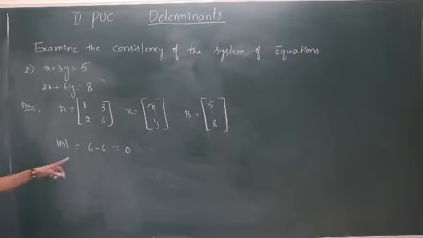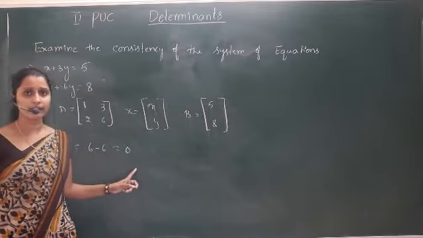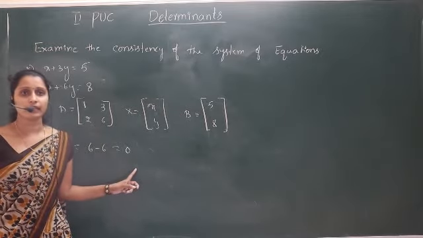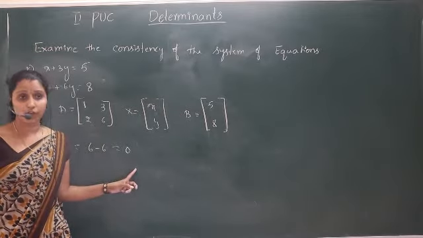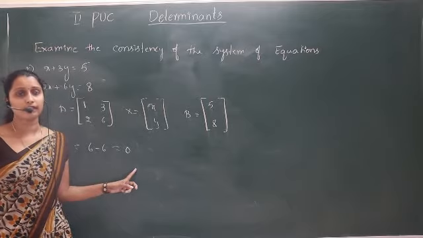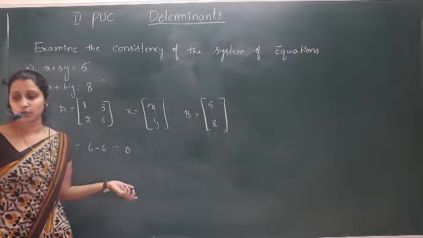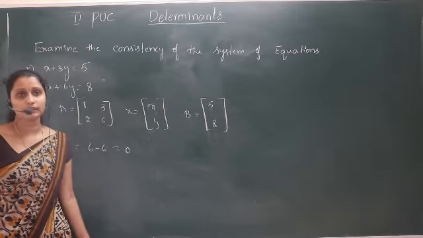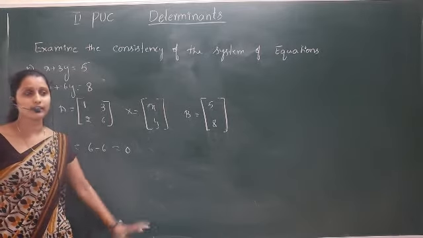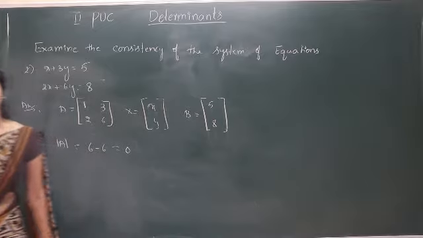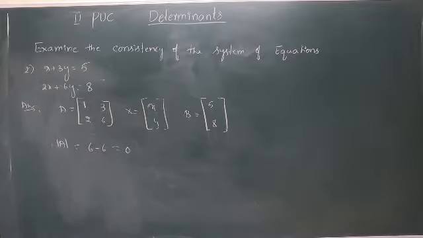If it is singular, this implies the matrix is a singular matrix. If the matrix is singular, we have to find the adjoint of the given matrix and calculate adjoint A into B. If we get it equal to 0, then the system may be consistent or may not be consistent. If it is not equal to 0, the system does not have a solution, then it is inconsistent. So we have to check.